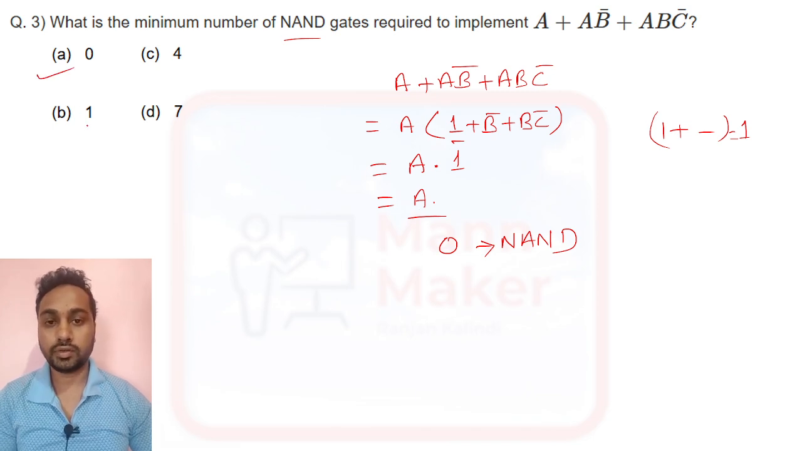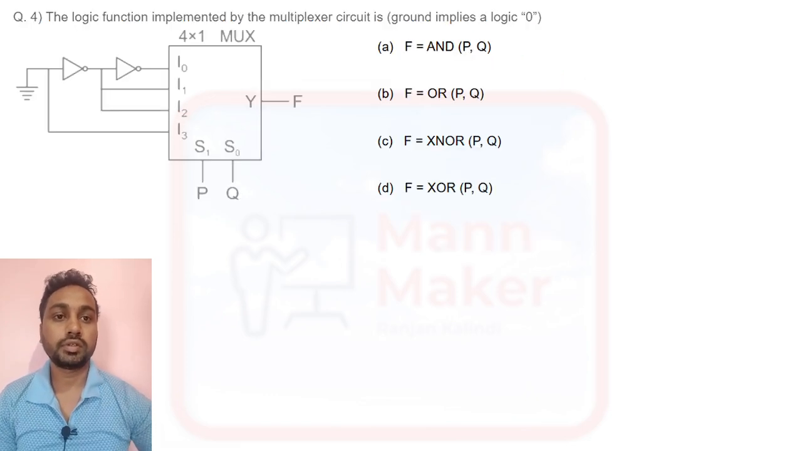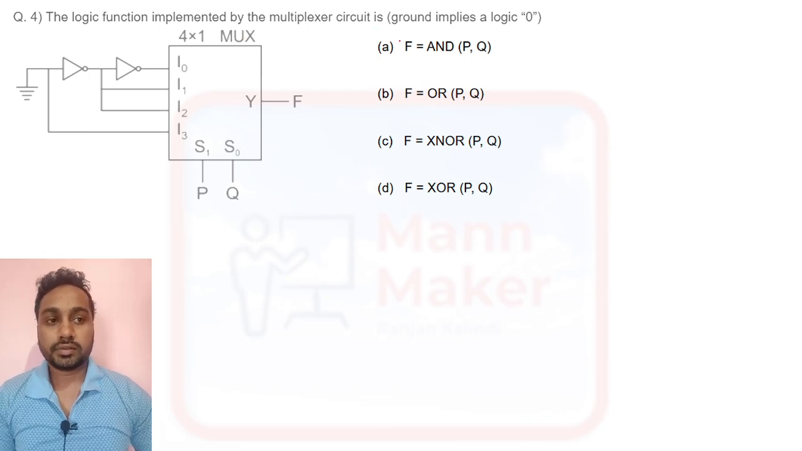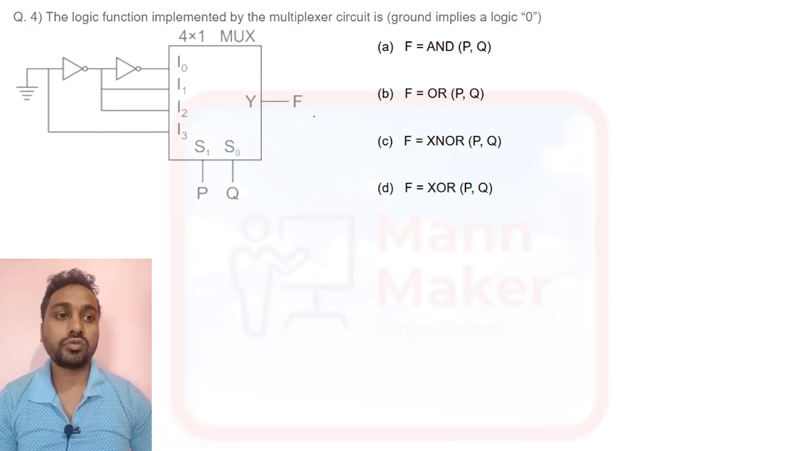So option A is your right answer. Zero NAND gate required to implement this one. Next question: the logic function implemented by a multiplexer. This is a 4-into-1 mux. We need to find output F, which logic it is going to follow.